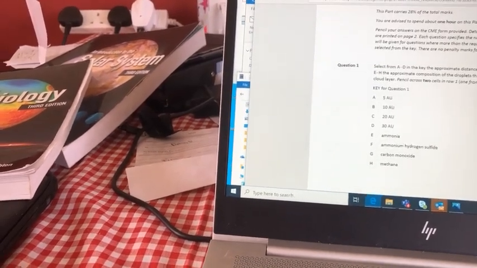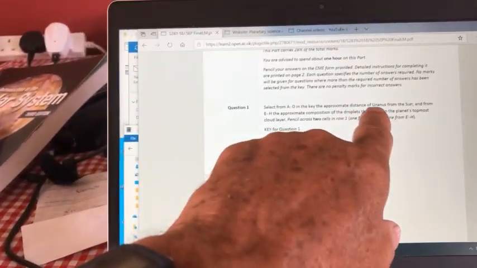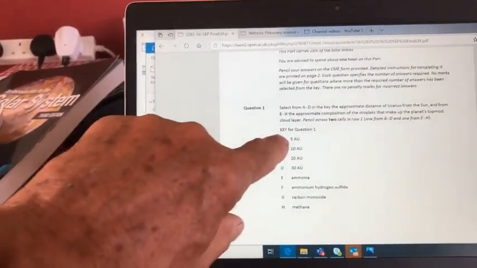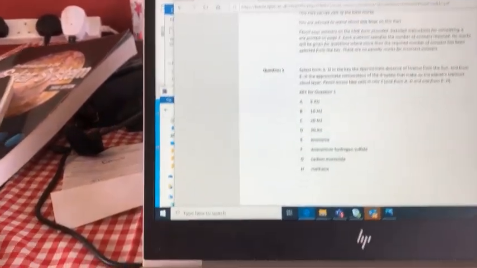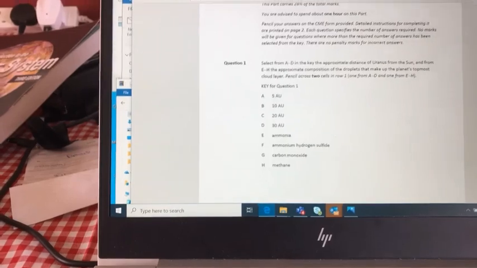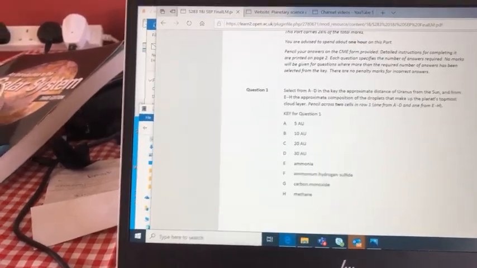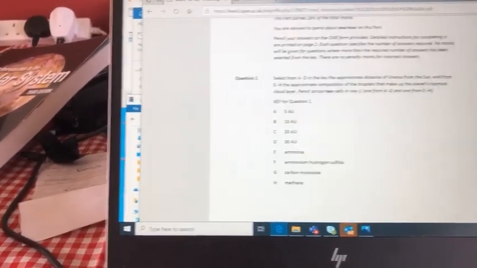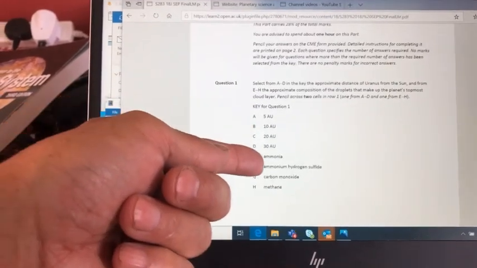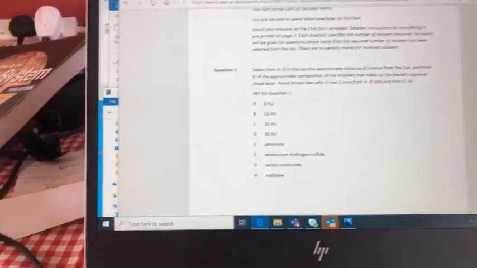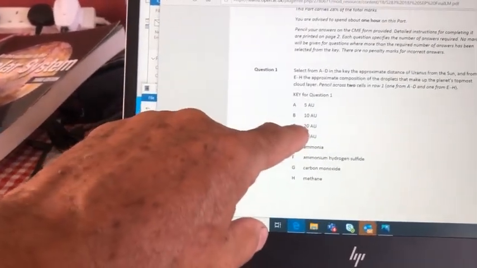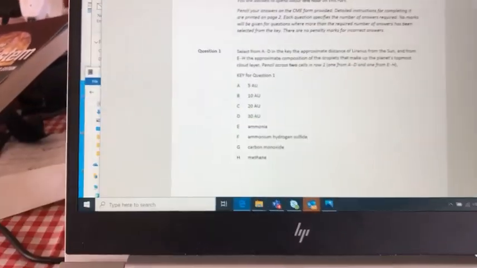Okay. Question 1. What's the distance of Uranus from the Sun? Is it 5, 10, 20 or 30 astronomical units? And I use the Earth-Sun distance as well. You should know the scale of the solar system. You have got to know that it's 30 AU out to Neptune. Therefore, Uranus is going to be 20 AU. That's the right choice there.